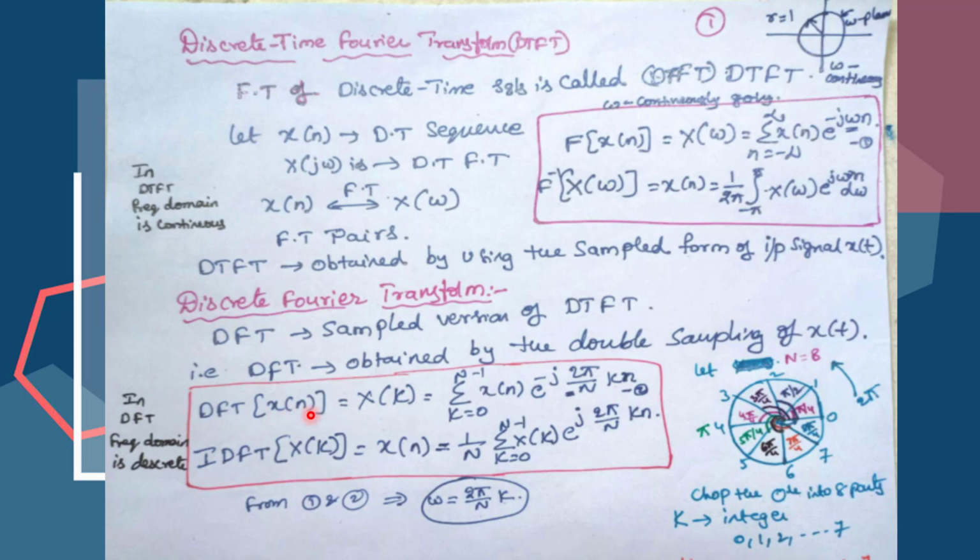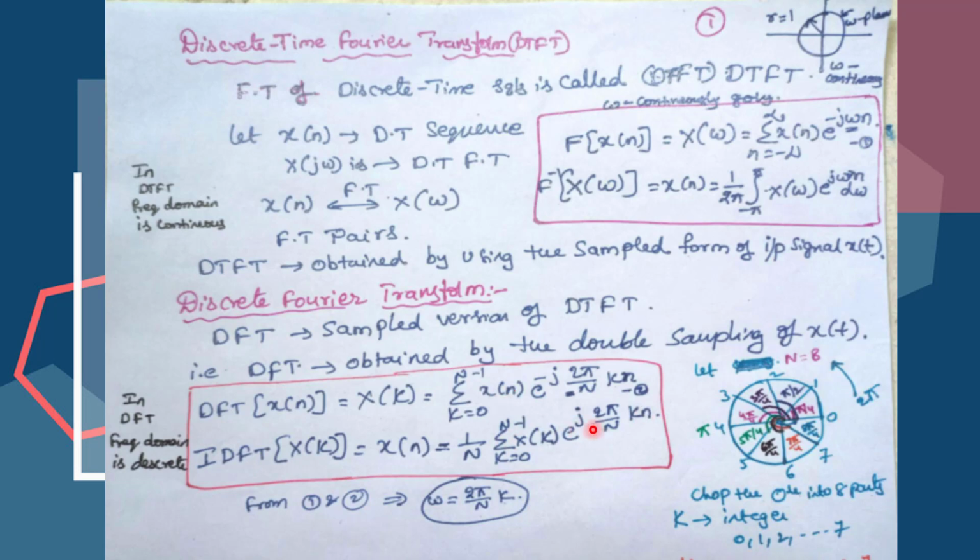Okay, let x of n be the discrete time sequence. The discrete Fourier transform of the discrete time sequence is X of k, given by summation of x of n e raised to minus j 2 pi by N k n, where k varies from 0 to N minus 1. From this we can write the inverse DFT of X of k, which is equal to x of n, written as 1 by N summation of X of k e raised to j 2 pi by N k n, where k varies from 0 to N minus 1.